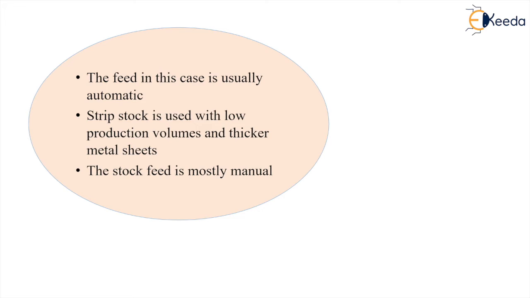Here the feed in this case is usually automatic in the case of coil. The strip stock is used with the low production volumes and thicker metal sheets. Where to use strip stock? In the low production volumes and when the sheet is a thicker one. And here this stock feed is mostly manual.